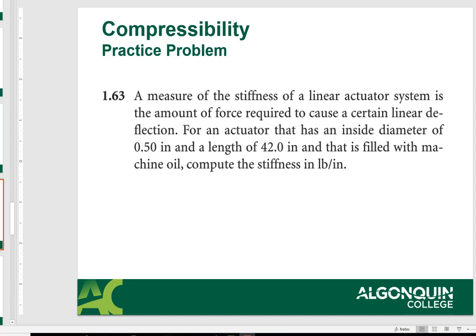So this is a sample practice problem 1.63 from the MOTS textbook. The question is, a measure of stiffness of a linear actuator system is the amount of force required to cause a certain linear deflection. For an actuator that has an ID, or inside diameter, of 0.5 inches, and a length of 42 inches, and that is filled with a machine oil, compute the stiffness in pounds per inch.